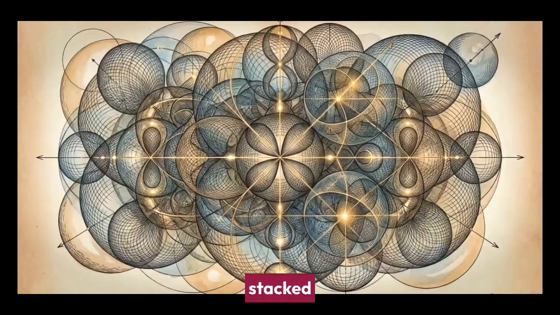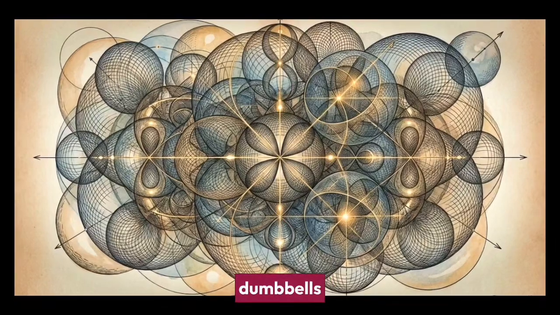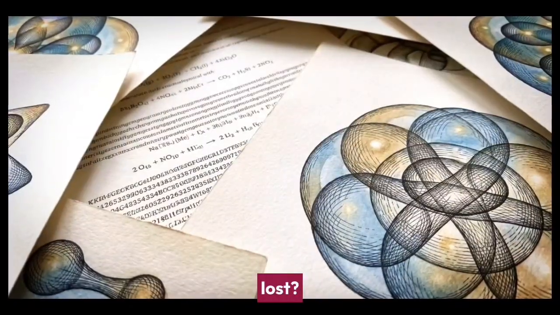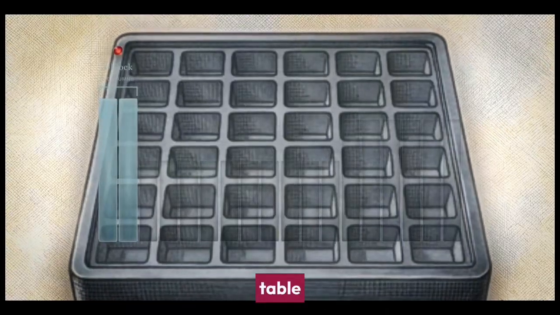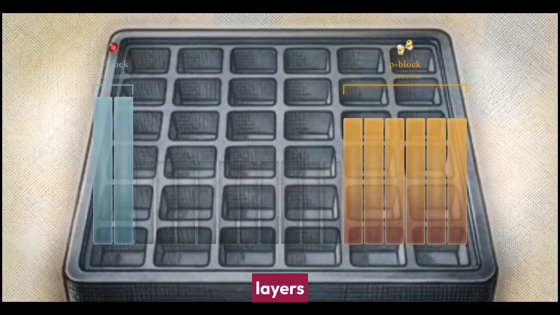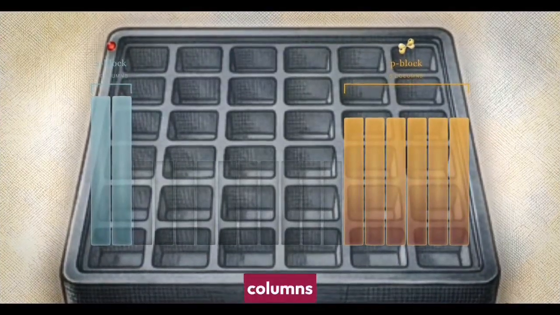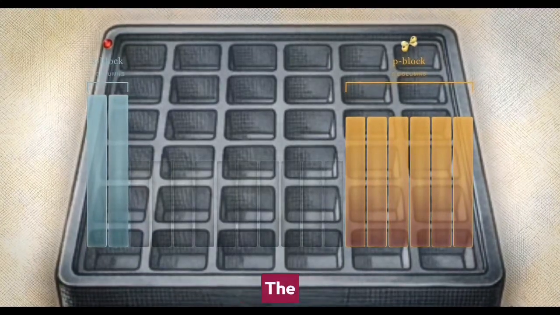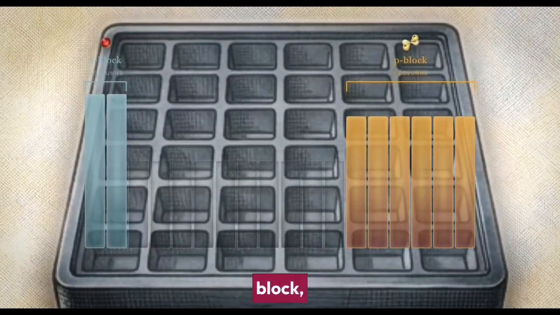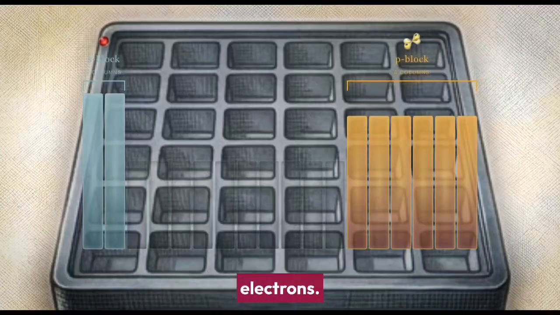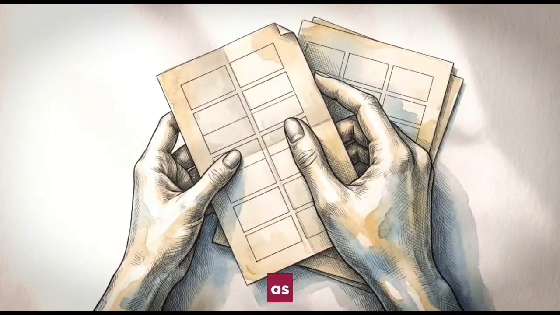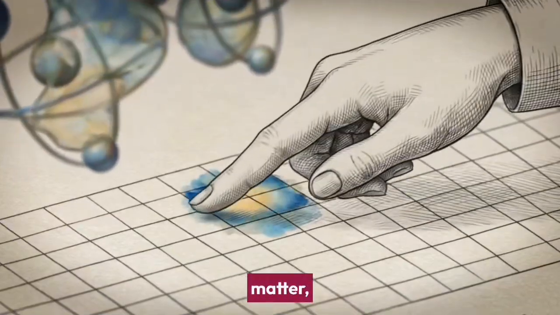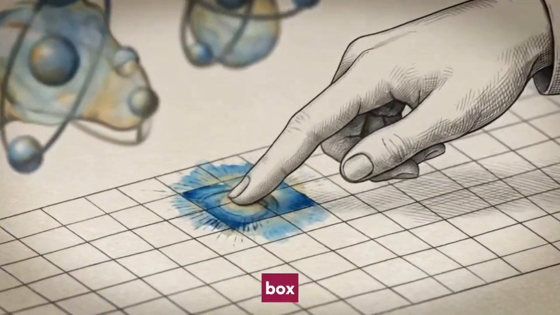Keeping track of all these stacked spheres and overlapping dumbbells sounds complicated. How do chemists remember the sequence without getting lost? Scientists use the periodic table as a map showing how energy layers stack up. The far left columns form the s block, 2 columns wide for the 2 electrons it holds. The wider right section is the p block, 6 columns wide for its 6 electrons. The periodic table serves as a physical cheat sheet. It allows you to read the invisible architecture of matter simply by pointing to a specific box on the grid.